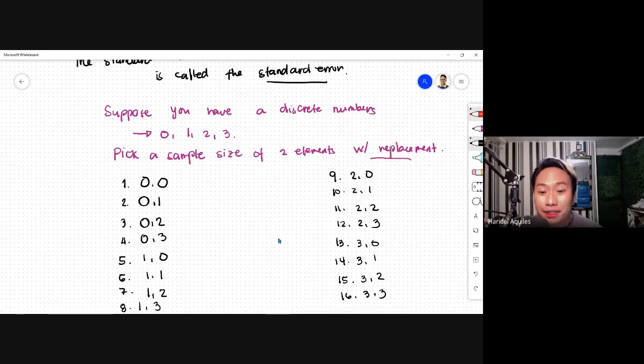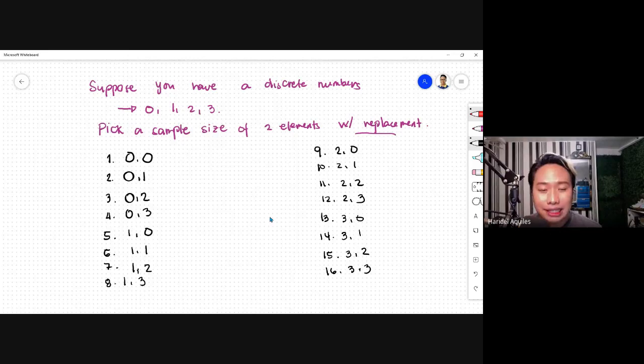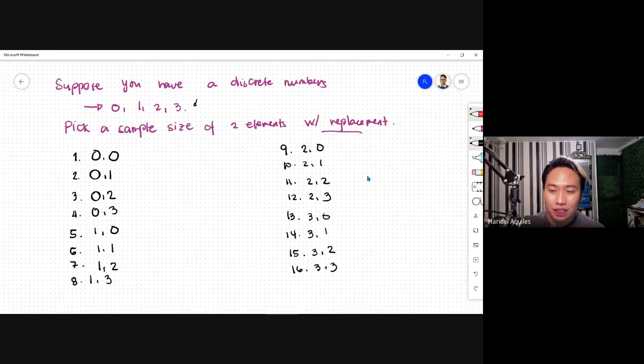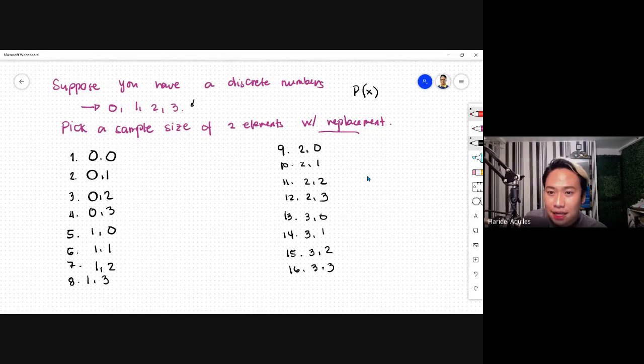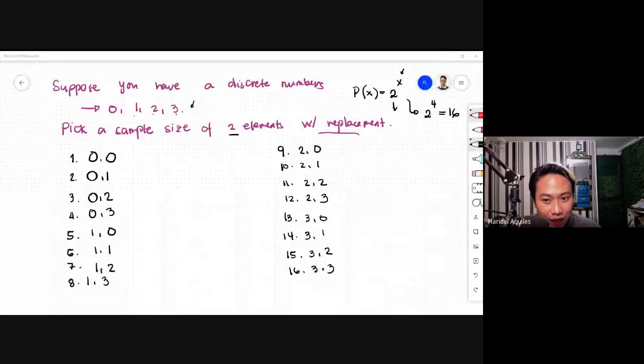There you go. So how many possible ways can we do that, taking two elements out of these four elements with replacement? The answer is 16. Sir, how did you know it's 16? We can use the power function: p of x equals 2 to the power of x. The 2 here is the number of elements that you're going to pick. The x here is the number of choices that you have, which is 0, 1, 2, 3. You have 4 choices. So this becomes 2 raised to the power of 4, which equals 16. That's why I have 16 all in all. Got it? Are we good? Okay.